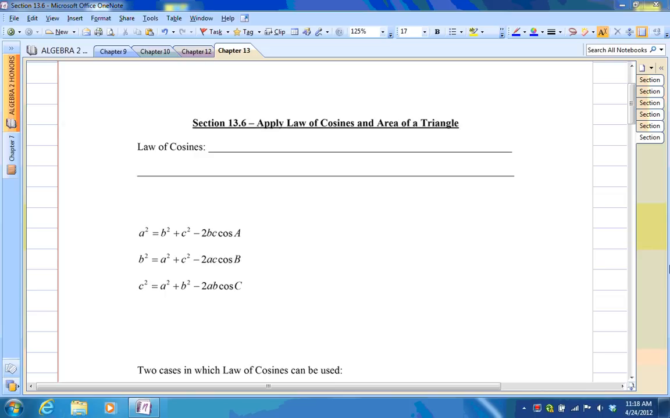Instead of using 1/2 times base times height, there's a couple other ways you can find the area of a triangle if you're given some of the sides or two sides and an angle. But first, let's talk about law of cosines. The law of cosines is like the law of sines.